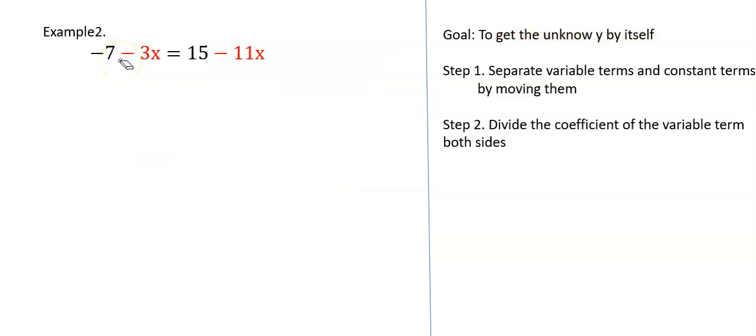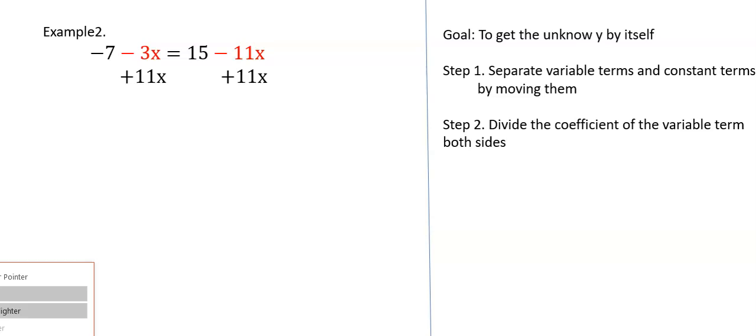Now let's look at another example. So again, I highlighted the variables here. Again, we have variables on both sides. And if we want to get x by itself, we will have to get rid of one of these x terms. So here we have two options. We can either get rid of negative 3x or we can get rid of negative 11x. Both will work. But what I chose to do is to get rid of minus 11x.